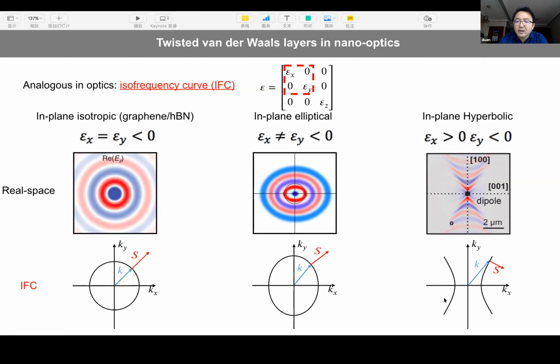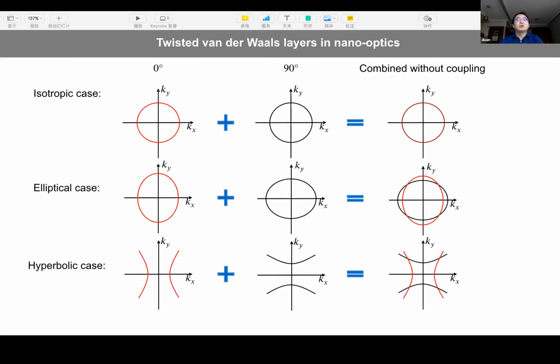it would be an open hyperbola, not a circle, and you can see the pointing vector, which is always perpendicular to the isofrequency curve, is no longer collinear with the wave vector. This is a quite unique property of the hyperbolic medium. So now, what we are thinking is what will happen if we bring two media together and rotate them.